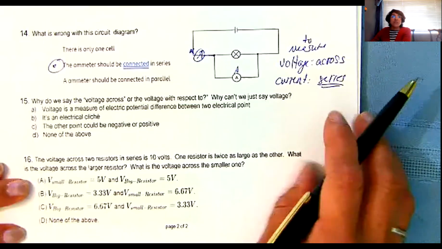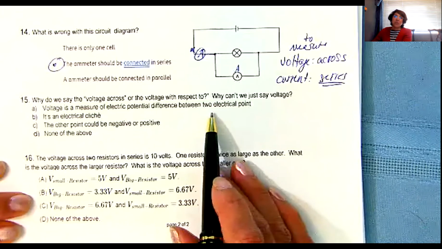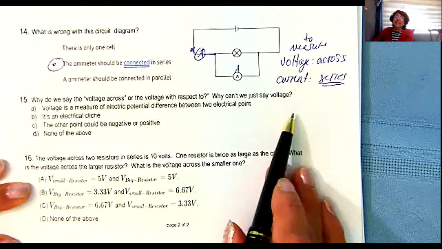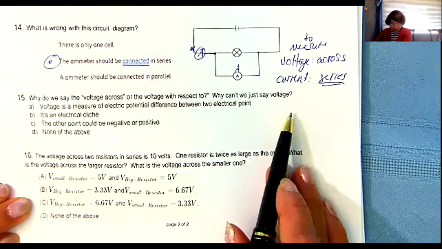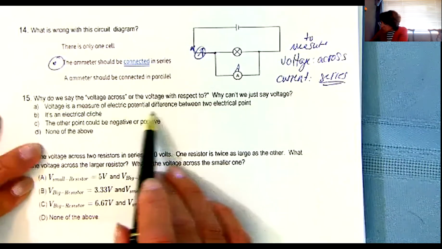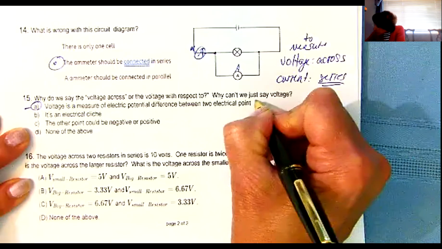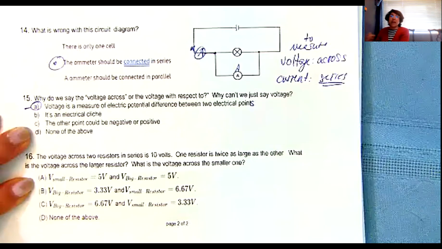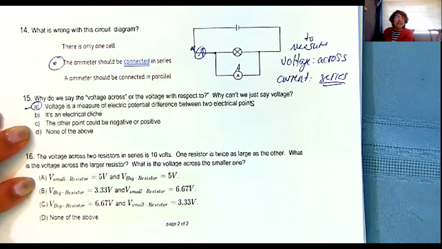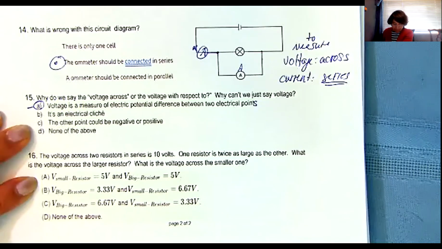Why do we say voltage across or voltage with respect to? Why can't we just say voltage? And it's just the reason why he just popped his head in there. Voltage is a measure of electric potential between two electrical points. That should be between two electrical points. Somehow I lost the S. Okay, I just gave that to you.